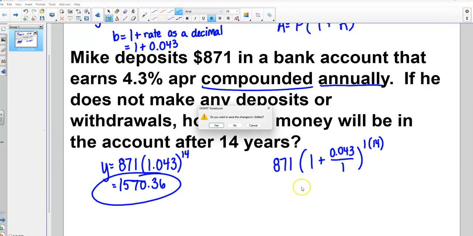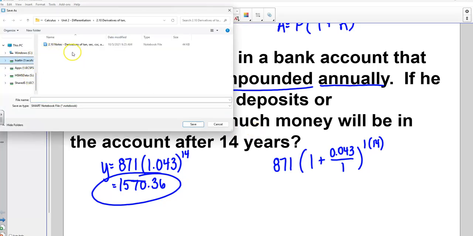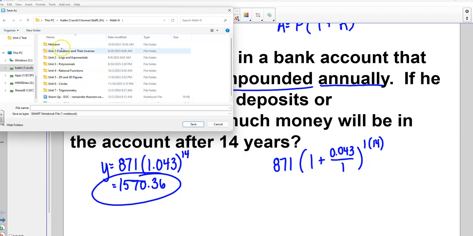Oops, that's from earlier. So I need to save that. Let me save that real quick. Yes, I'm going to save that. Hold on. Sorry, guys. If I don't save it, though, I'll lose it.